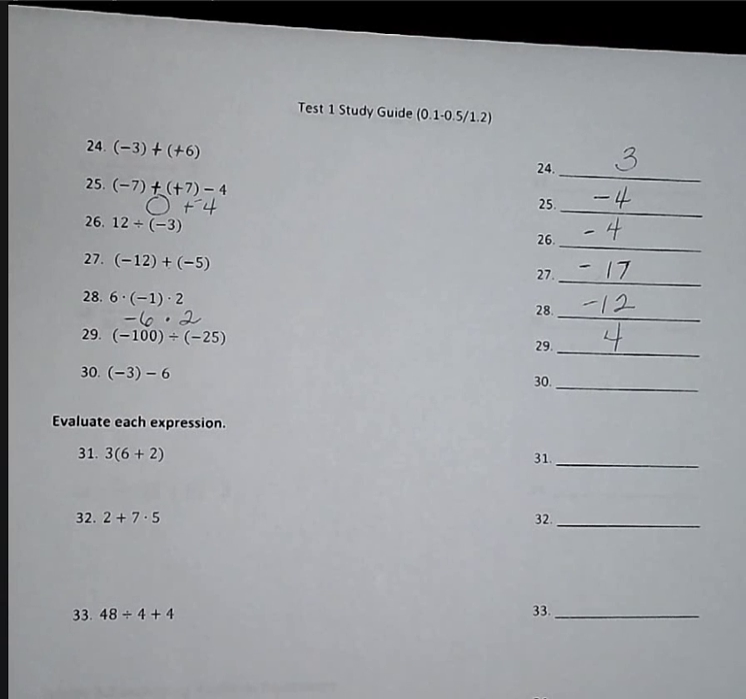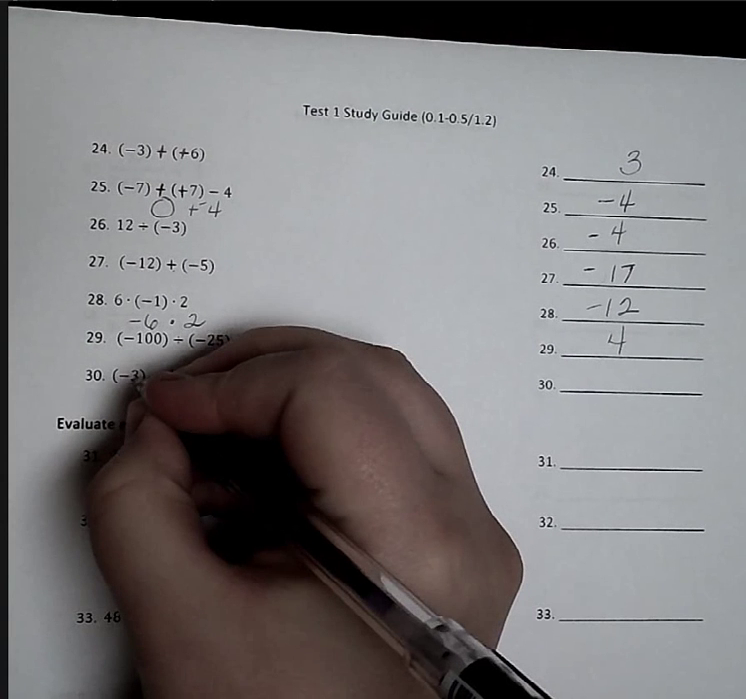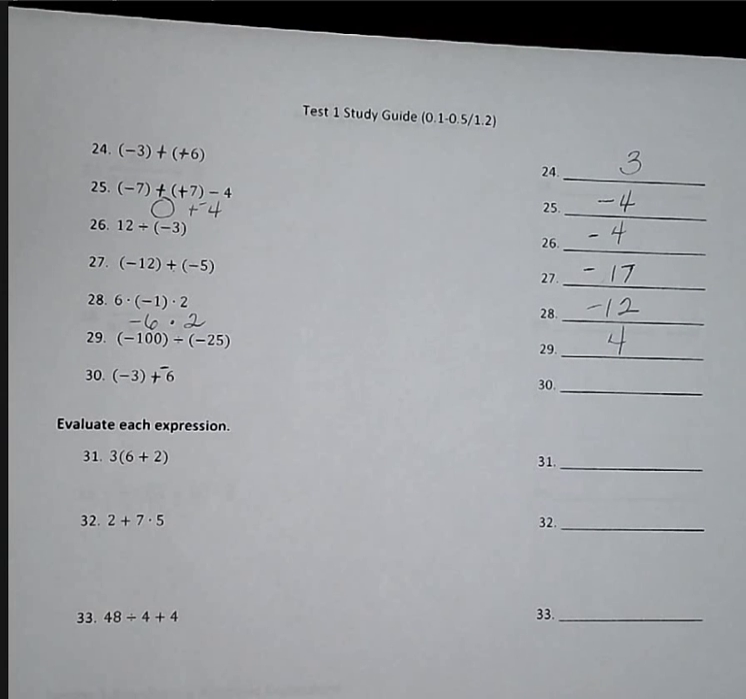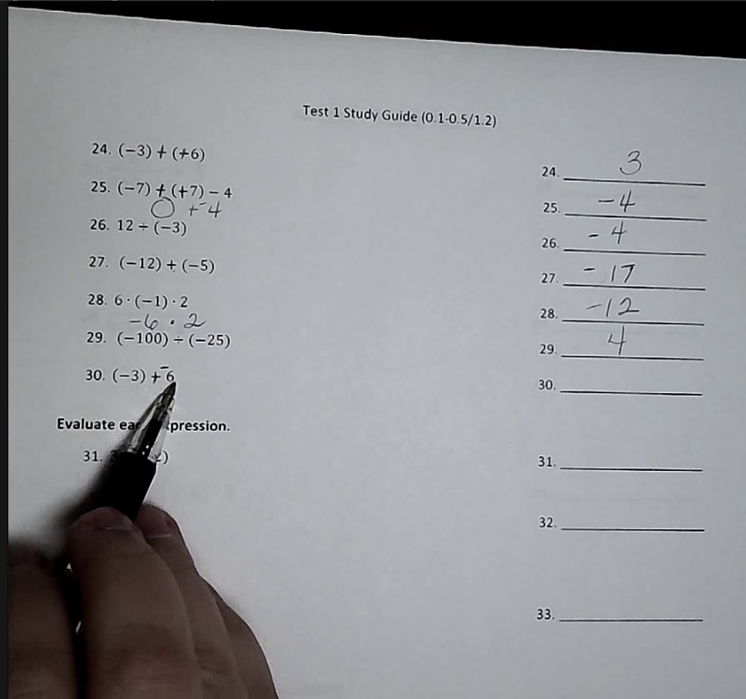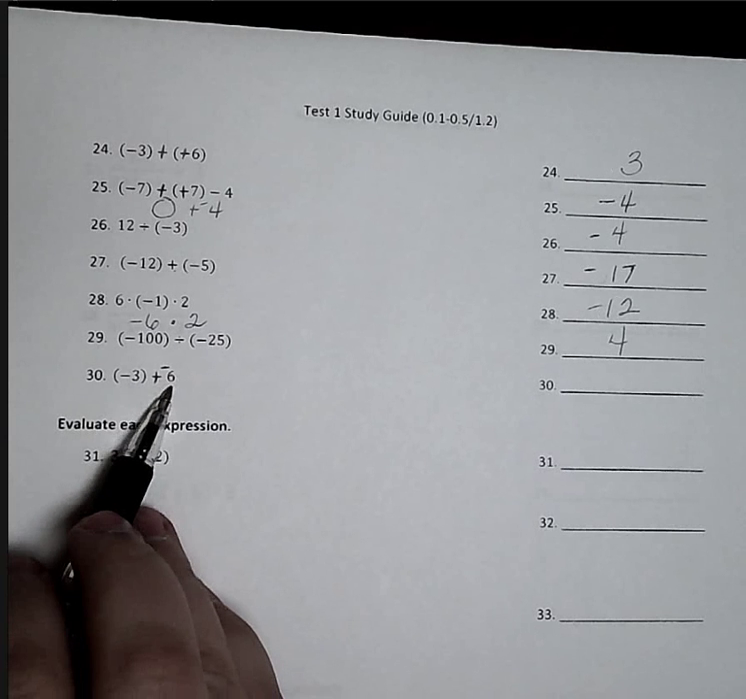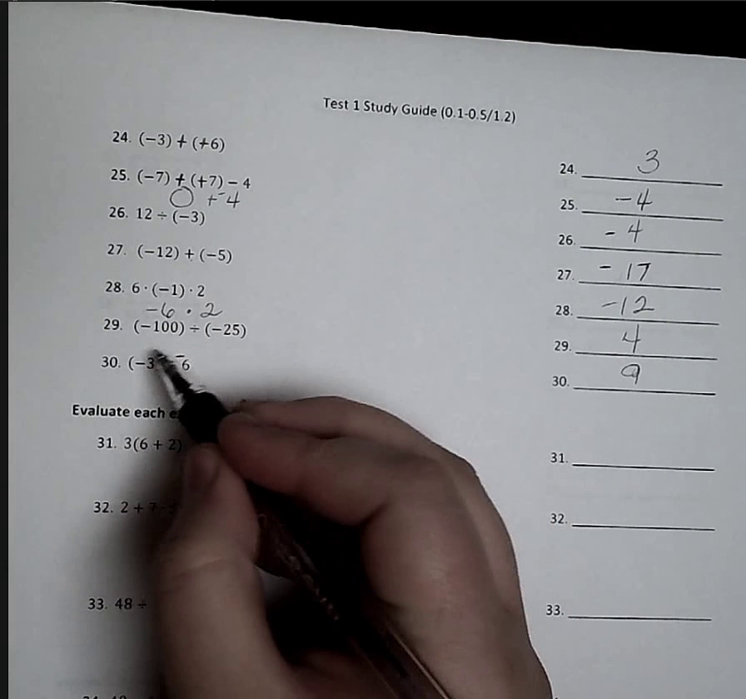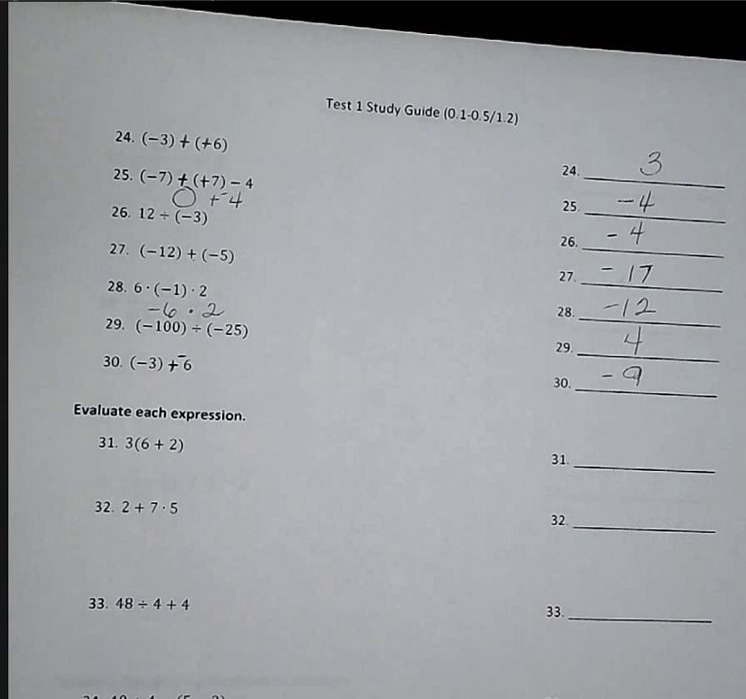And then when we look at number 30, keep, change, opposite, because it was a subtraction problem. Now you're adding and your signs are the same. So you add them together. 3 plus 6 is 9. And then you keep the sign of what your numbers were. So since they were both negative, that means your answer is negative.